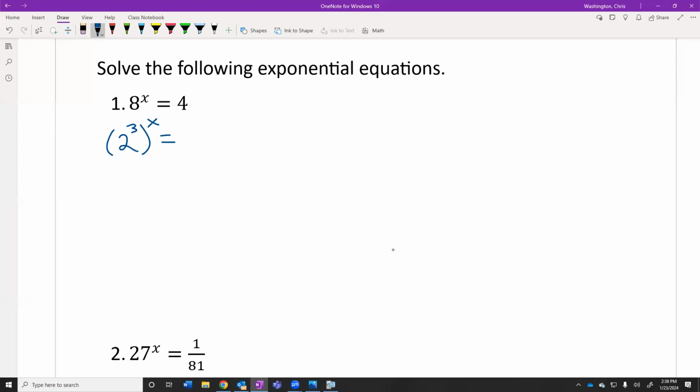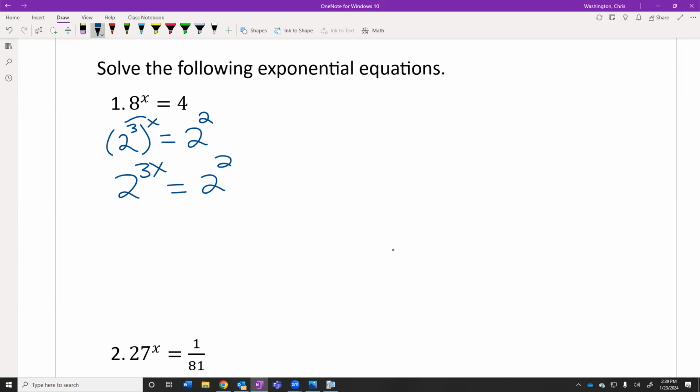And then 4 is 2 to the 2nd power. So we're going to do literally what we just did on the left and right hand sides of the equal sign. We're going to multiply any exponents that are being raised to exponents, like the 3 and the x. So we get 2 to the 3x equals 2 squared.